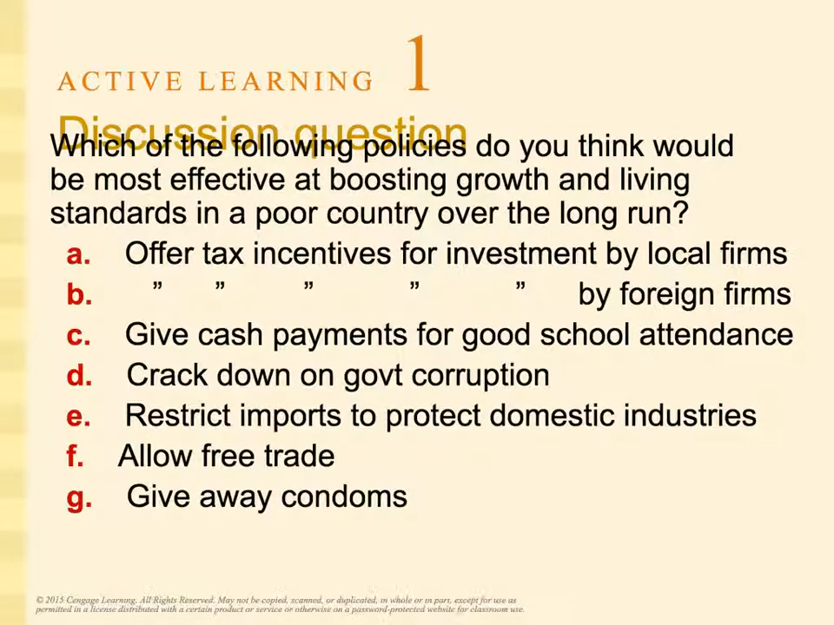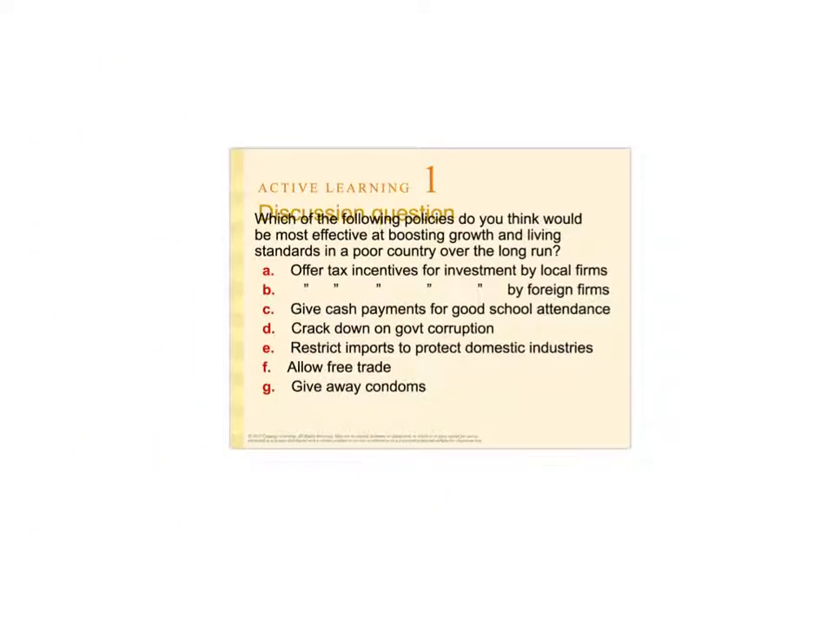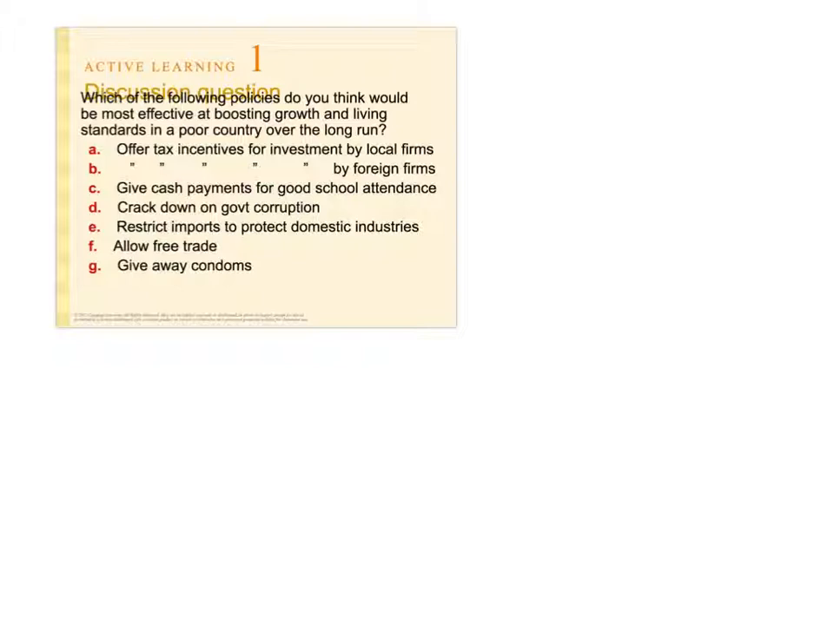Okay, so here's a little question for discussion. Which of the following policies do you think would be most effective in boosting growth and living standards in a poor country over time? If you have a country like the book depicts, say Mali, and you want to increase their standard of living and increase output, take a minute and think about which of these things you would do. It's kind of interesting because there really isn't a right answer. There are lots of different ways of getting at the problems, and what works in one country might not necessarily work in another. So what we try to do is think about the different countries, their needs, and so on.